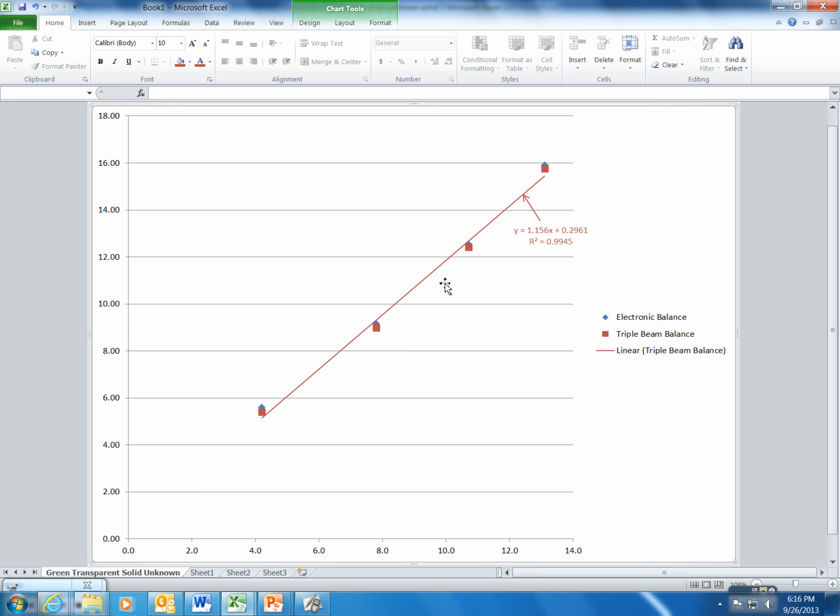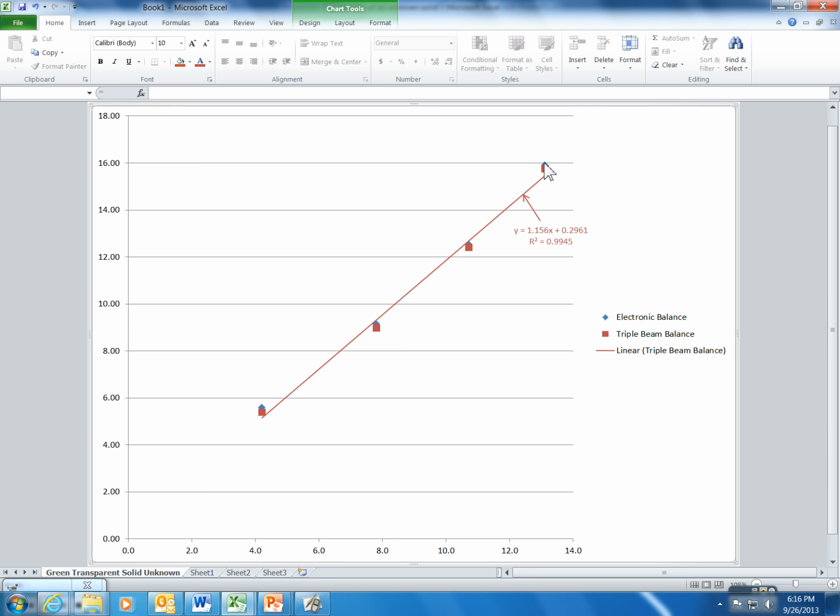Alright, so we've made the trend line for our triple beam balance. Now we need to do our electronic balance, so those blue points. And those blue points are harder for me to see because they're kind of covered by the triple beam balance. So I'm going to click one, and look, as I hover over the points, you can see what the series is. I get a little tag associated with my arrow, and it says series triple beam balance, and then it tells me the actual point.